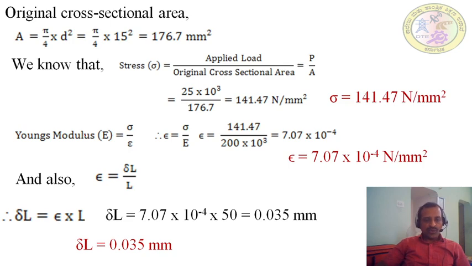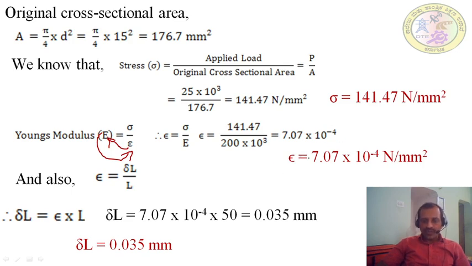So find out the Young's modulus now. The Young's modulus is given by the formula sigma by epsilon, because it is the ratio of stress by strain. So now I'll bring epsilon this side and E this side. If I interchange both, then epsilon is equal to sigma by E. So epsilon is equal to 141.47 by 200 into 10 to the power of 3. After calculating this, we'll get 7.07 into 10 to the power of minus 4.